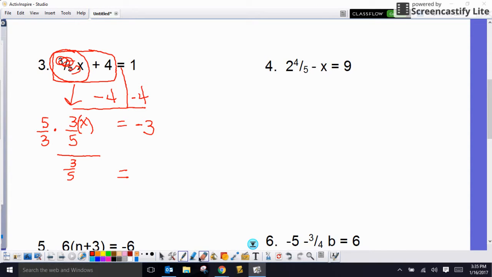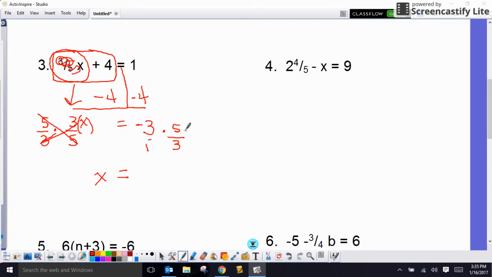Do you remember that? Even if you didn't, you could go back to your Interactive Notebook and look it up, or you can research it, you can Google it. Fraction divided by fraction, you multiply by the reciprocal. So that means on both sides, I need to multiply by 5/3. That cancels out, and that cancels out, and it leaves my x by itself.